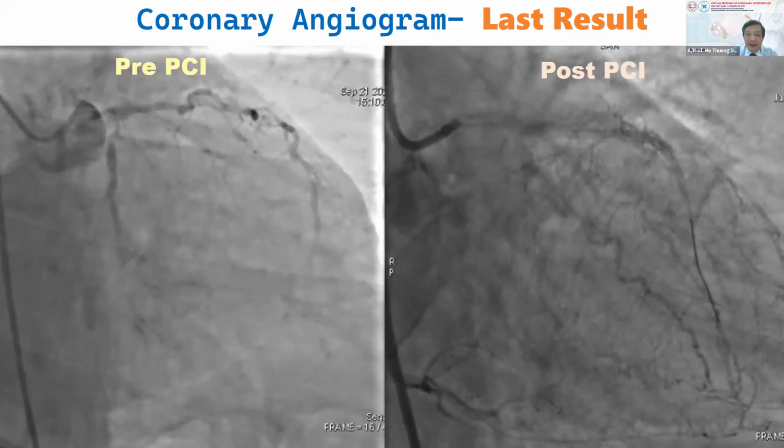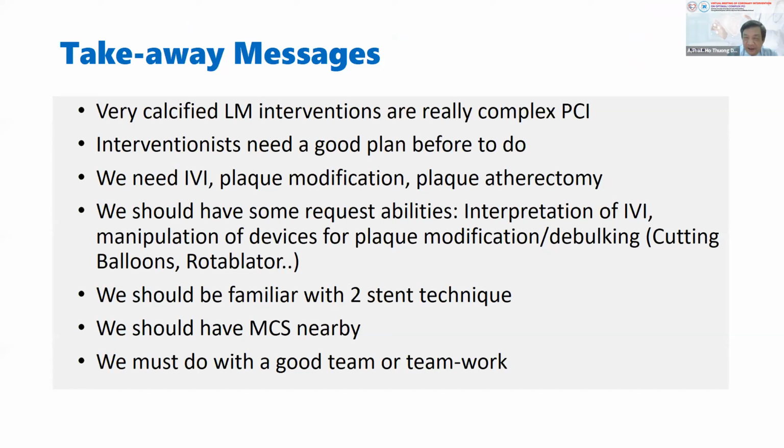So, takeaway message: a very calcified lesion in left main intervention is really complex PCI. The interventionist needs a good plan before doing it. We need IVI, plaque modification or plaque debulking. We should have some ability in interpretation of the IVI, and manipulation of devices for plaque modification, cutting balloon, rotablation. We should be familiar with the two-stent technique, and we should have mechanical circulatory support nearby. We must do it with a good team and teamwork.